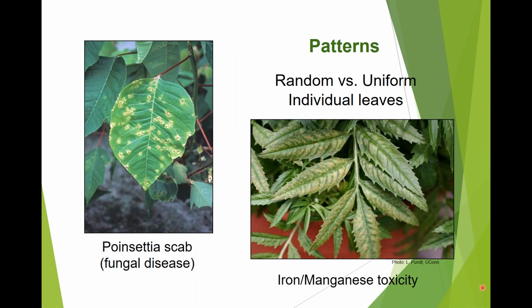And here's a couple of examples. We've got poinsettia scab here, random distribution on a leaf, and that's a fungal disease, as opposed to the marigold picture, which is sort of a bronzing, and that's an iron or manganese toxicity, a pH-related problem, so an abiotic factor. It's affecting the leaf as a whole compared to the scattered spotting with the fungal disease.